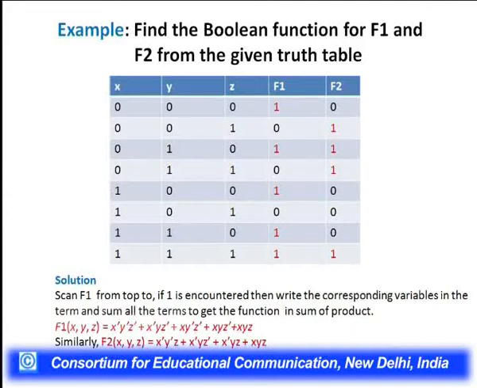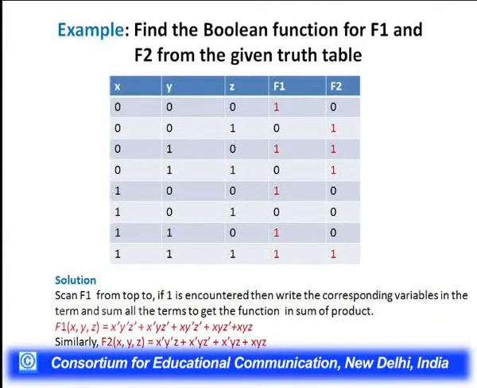So f1(x, y, z) is equal to, in the first row 1, so x is 0, so you can put x dash, y is 0, so you can put y dash, z is 0, so z dash. So this x dash y dash z dash is one term. Then go for the next one, put the addition operator. Next one is x is 0, so put x dash, y is 1, so put y, and z is 0, so write z dash. This is completion of the second term.